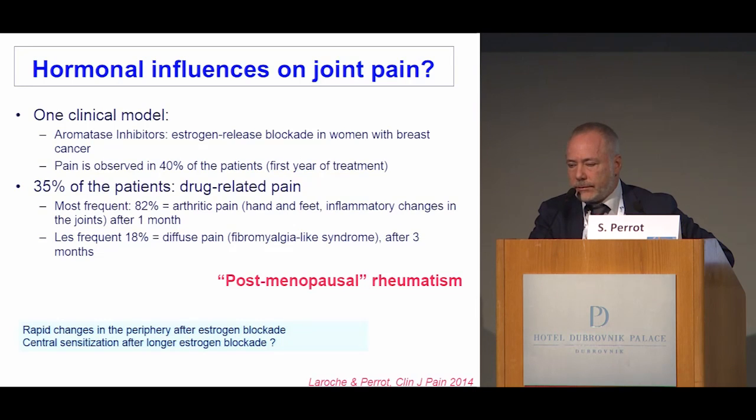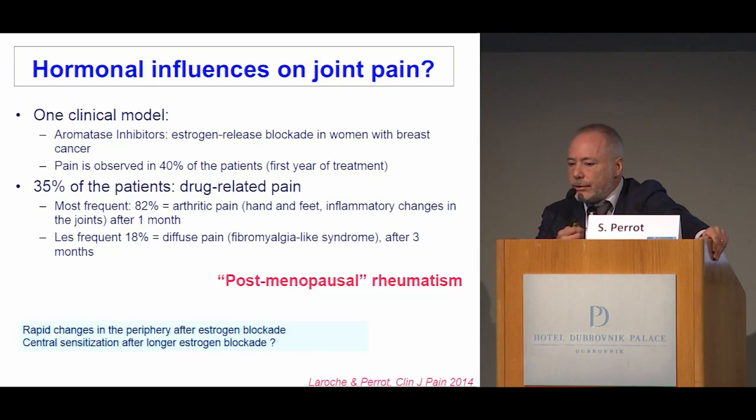That is a treatment that completely decreases the release of estrogens in cancer. And in these 130 patients, we were able to demonstrate that 30% of the patients develop pain. The most frequent pain was pain in a joint, but in other cases there was diffuse pain like fibromyalgia. So there is a hormonal influence on joint pain, driven here by estrogen. So this is also something to consider.